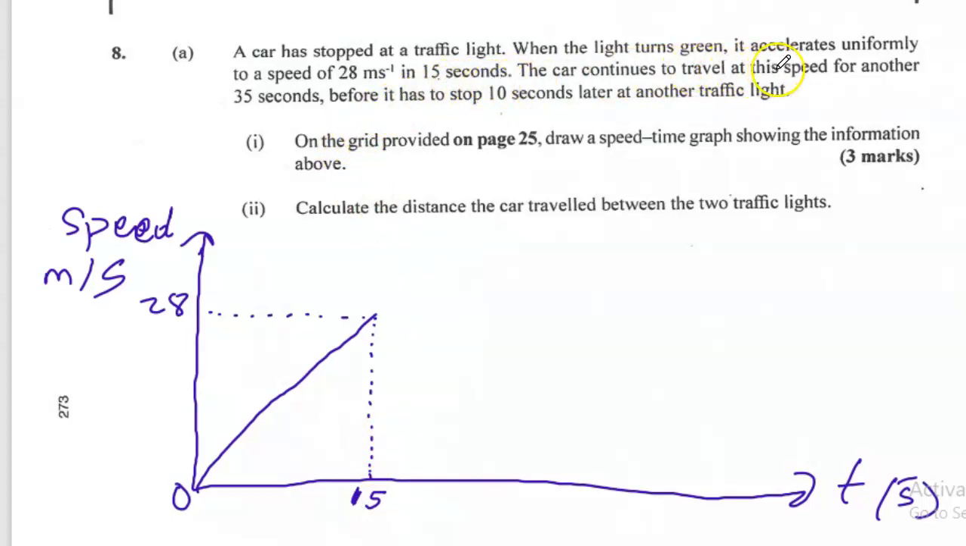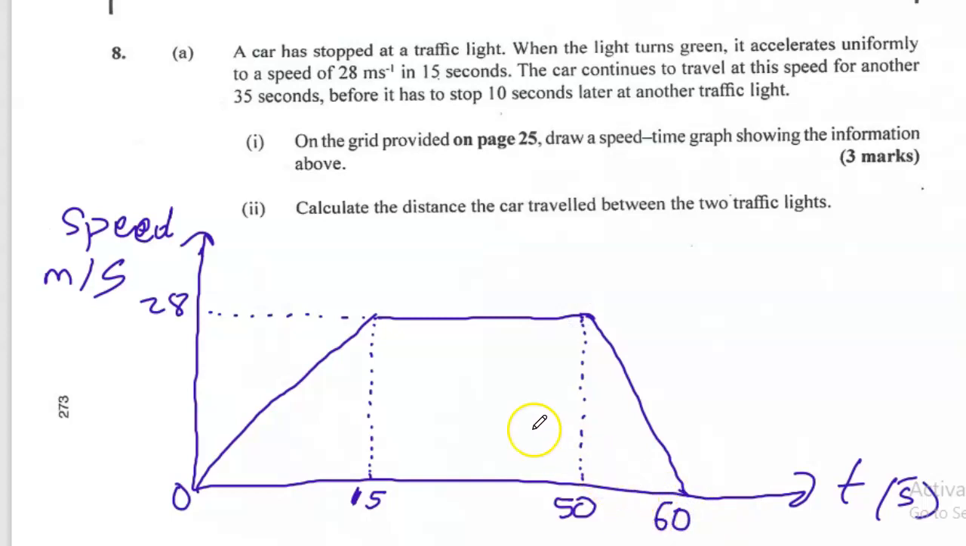The car continues to travel at this same speed for another 35 seconds. The speed remains constant. That's 35 and 15 now, 40, 50. So another 35 seconds, up to 50 seconds here. Your speed remains constant. Alright, so it's 3 phases. The car has to stop 10 seconds later at another traffic light. So after this 50 seconds, at 60 seconds, it stops again. So that will be the sketch.